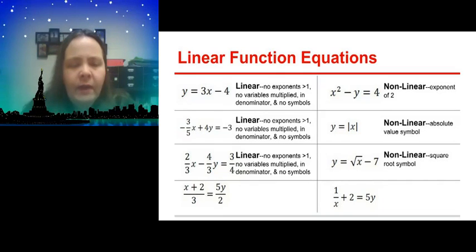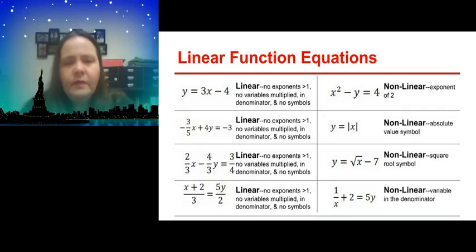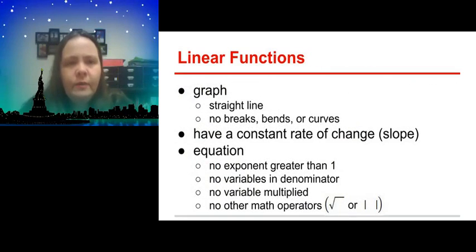Then the last one on the left-hand side, we have x plus 2 divided by 3 equals 5y divided by 2. Again, we have some crazy-looking fractions, but the x and the y are both in the numerator. No variables are in the denominator. No variables are multiplied together. And so we have a linear function there. And then the last one on the right-hand side, we have 1 over x plus 2 equals 5y. This one has a fraction, and if you'll notice, the x is in the denominator for 1 over x right there. Therefore, this is nonlinear because we have a variable in the denominator.